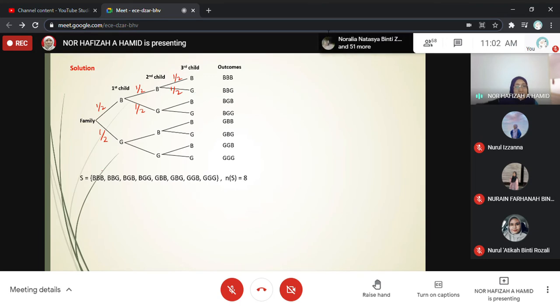Okay, first you list down the sample space. So we have BBB until GGG. Okay, so total we have 8. Okay, so kalau tree diagram memang first step ni saya nak you buat sampel dulu eh. You listkan dulu sampel, lepas tu you listkan berapa total of the sample space. Nanti senang bila you nak calculate you punya probability. You refer je pada you punya sampel ni.